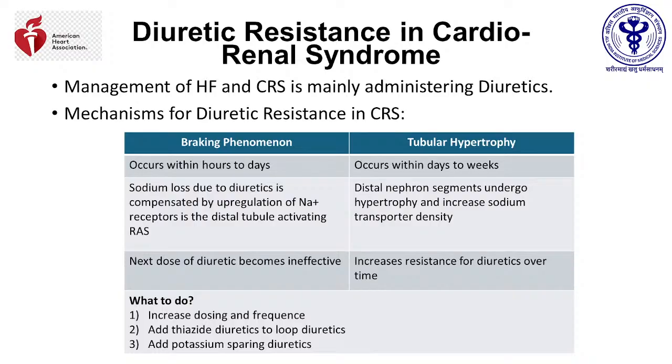So basically, when you start a diuretic, the sodium is lost, and that leads to a compensatory upregulation of sodium receptors in the distal tubule, activating the RAS. So from when you give a diuretic, the next time the response will reduce, so you will have to increase the dose of diuretic the next time. And something that happens in a chronic way is the distal nephron segment gradually starts undergoing hypertrophy and increased sodium transporter density, which leads to increased resistance to diuretics over time. So what can we do? Increase dose and frequency, add other types of diuretics with loop diuretics, and consider metolazone, thiazide diuretics, and potassium sparing diuretics.